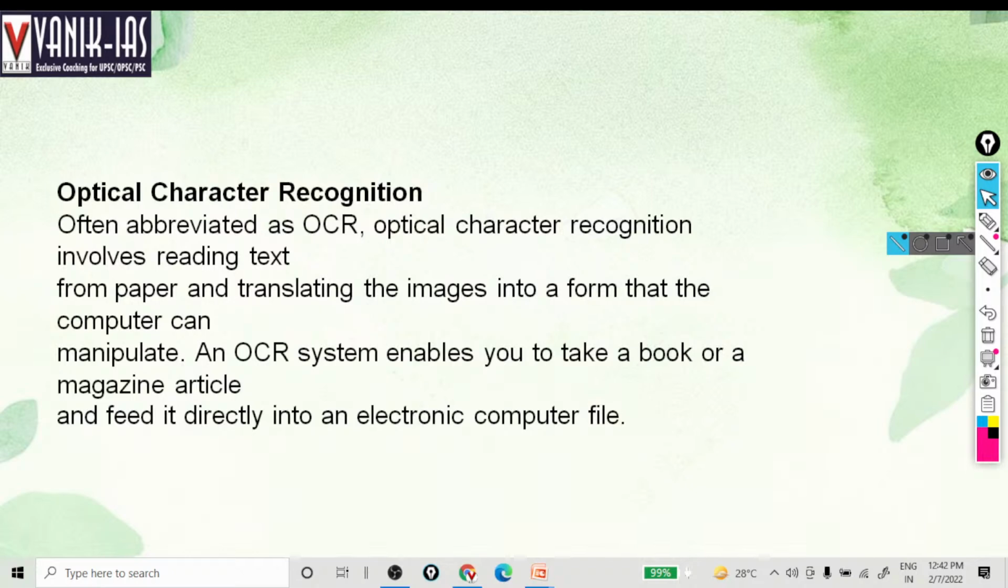But what happens in an OCR system? It will scan the letters of a particular paper, right? For example, a scanner, right? Then it will receive all those data directly into an electronic computer file.